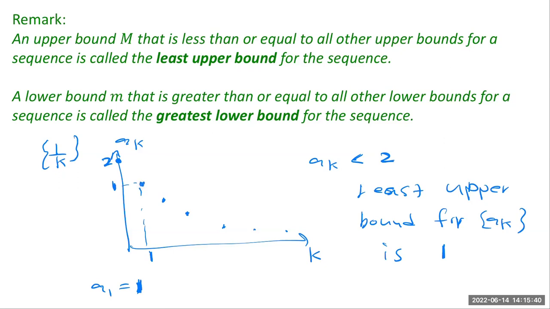Similarly, we have a definition for greatest lower bound. A lower bound m, lowercase m, that is greater than or equal to all the other lower bounds for a sequence is the greatest lower bound for the sequence. A similar example can be given for this one also. I'm not going to explain the second part. The justification is very similar to the definition of least upper bound. All right, with that, we conclude section 7.1. I'll see you next time.